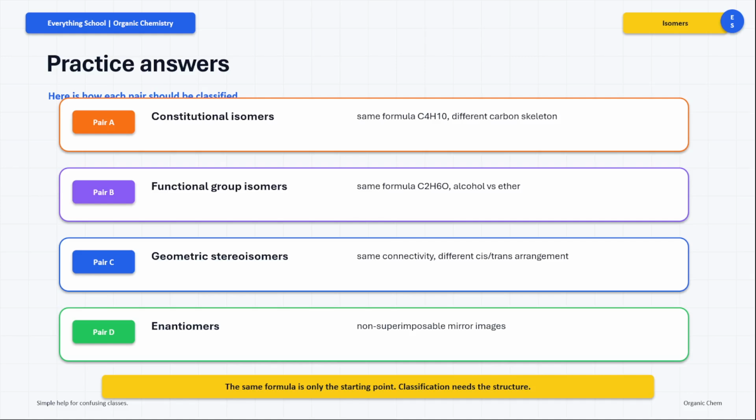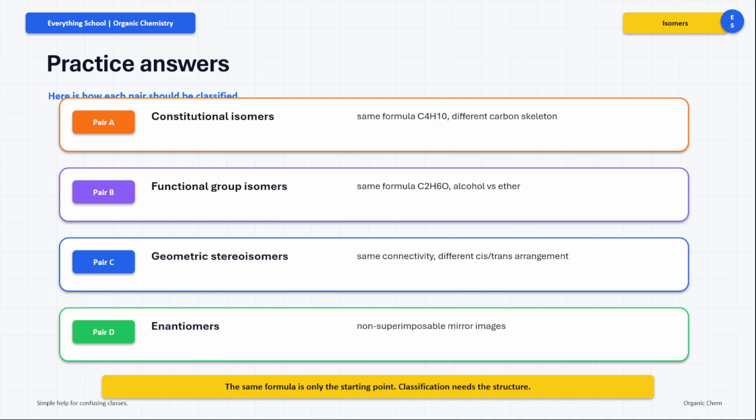Slide 25. Final recap. Here are the 3 questions to remember. First, same molecular formula. If not, they are not isomers. Second, same connectivity. If not, they are constitutional isomers. Third, same three-dimensional arrangement. If not, they are stereoisomers. That is the whole beginner strategy.